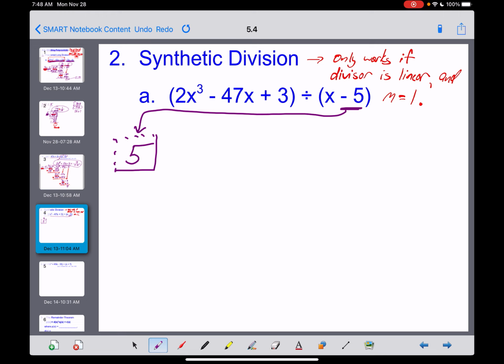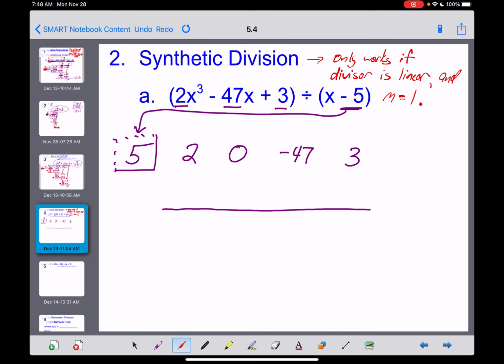Then, after the 5, but on the same line, I'm going to put all the coefficients of the original dividend, just the coefficients. So I'm going to start with a 2. You don't need to write the x cubed. Now, once again, the x squared is missing, so I need to put a 0 right there in the place of the x squared term. Then I've got a negative 47, don't forget your negatives, and then a positive 3 at the end of all that. Okay, and what we do now is we skip a line, and then we draw a line underneath on the bottom right here. But notice I left that space underneath.